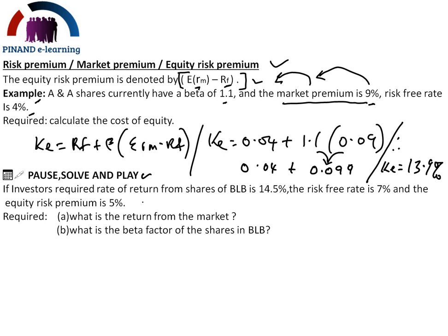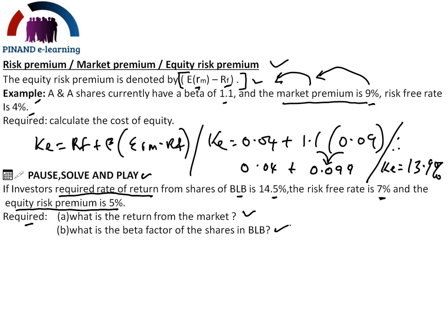If investors' required rate of return, there's a new statement here, required rate of return from shares of BLB is 14.5%. The risk-free rate, which is the RF, is 7%, and the equity risk premium is 5%. Required: what is the return from the market, and what is the beta factor of the shares in BLB? Wow, now we are to answer what the beta factor is, we are going to look for the beta in the formula.